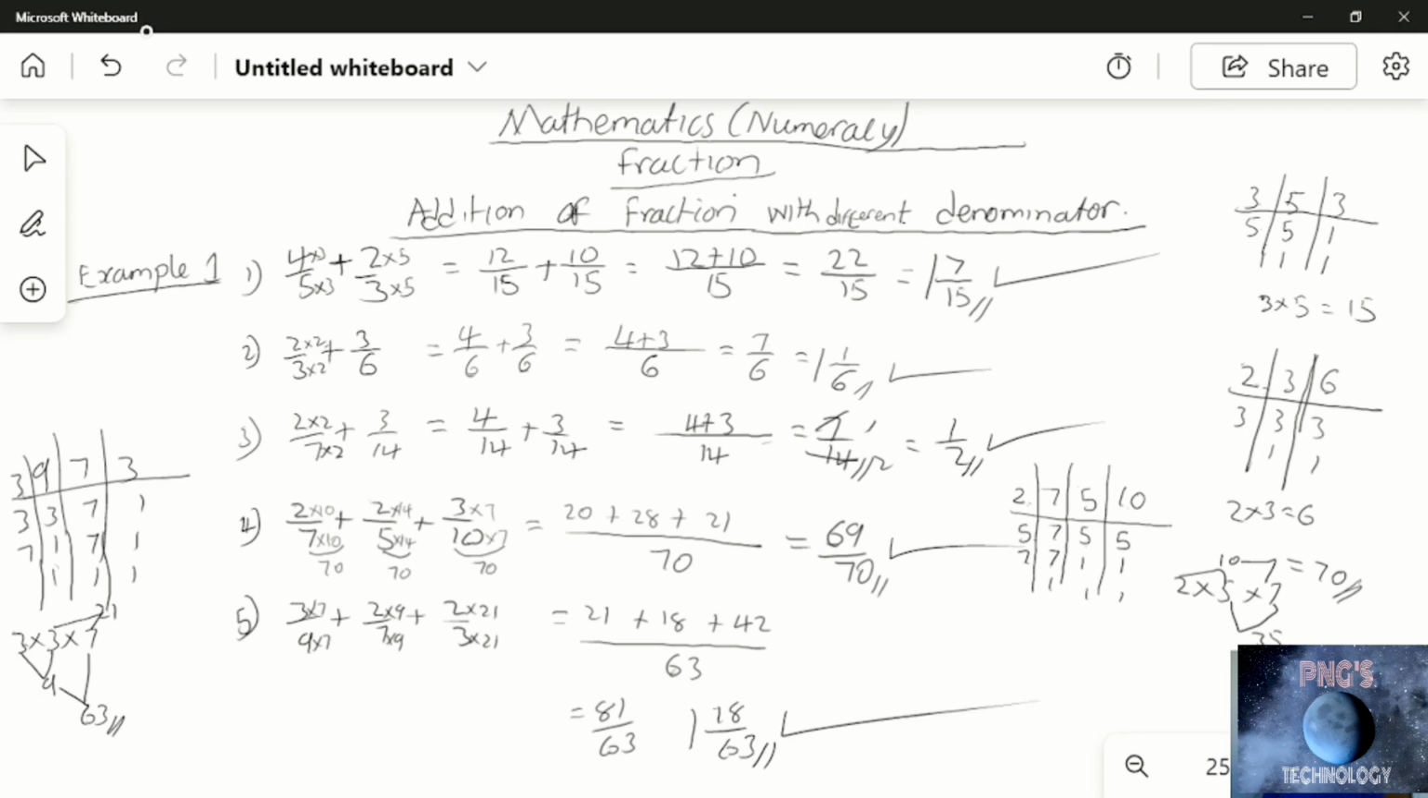So at this point, I believe we understand how to add fractions with different denominators.